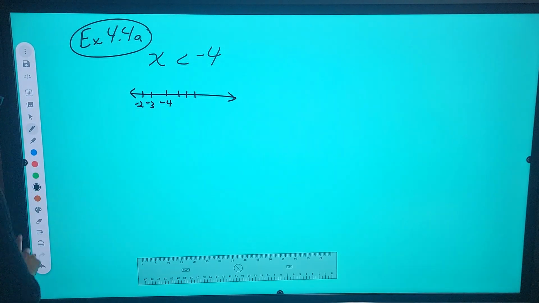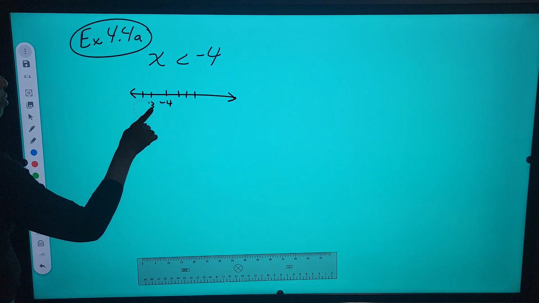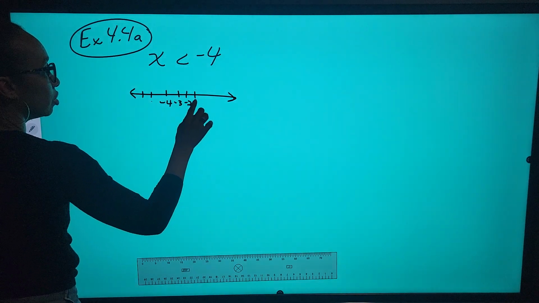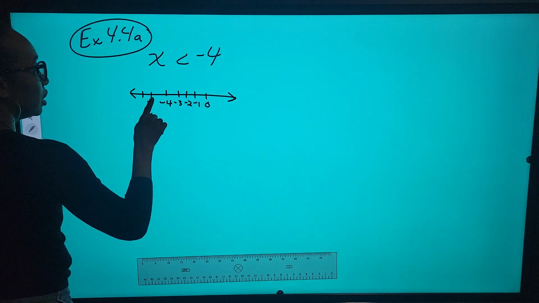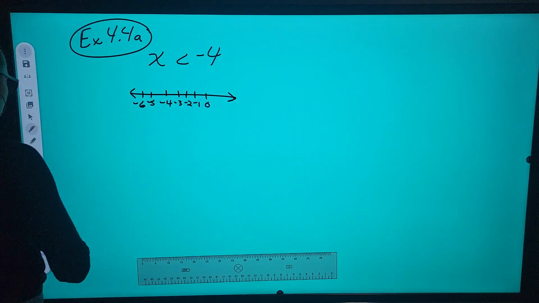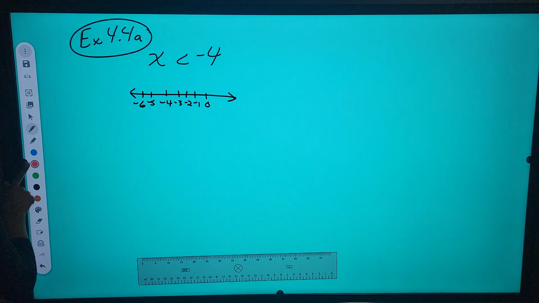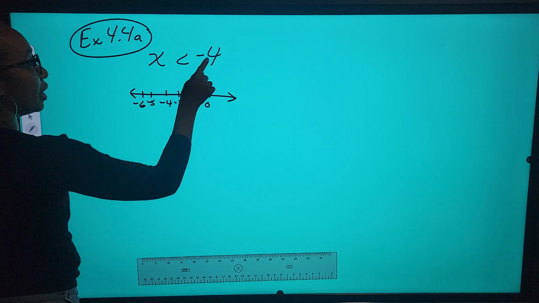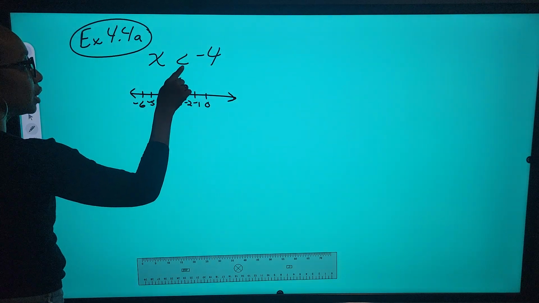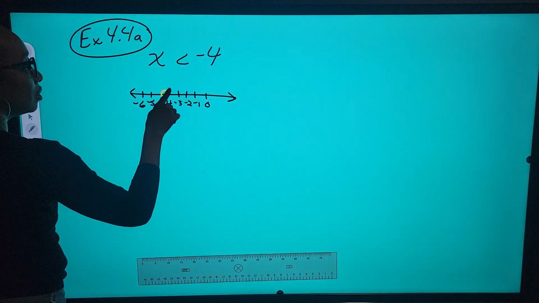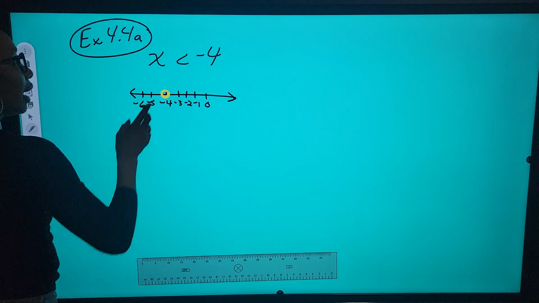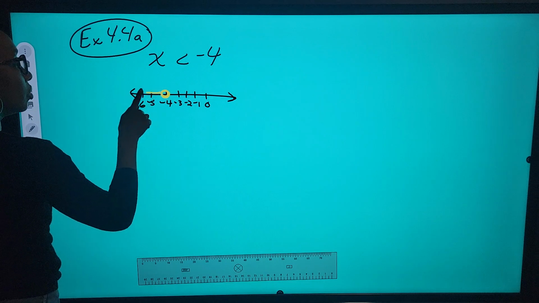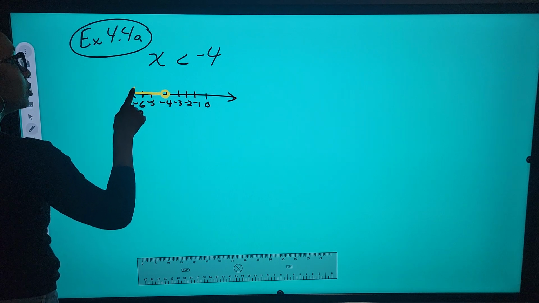Oops, I went the wrong way. Talking and writing sometimes gets interesting. So -4, -3, -2, -1, 0. This way will be -5, -6. And I'm showing what is happening right at -4. I don't have the equal sign under there, so my dot is open. I see that the values are smaller than -4, so I'm going to shade the side where it gets smaller, just like that.